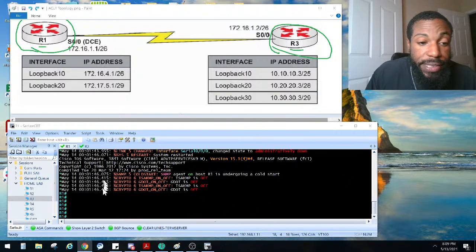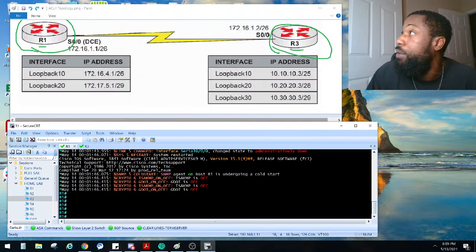Hot boy summer. All right, so I got router 1 powered up, router 3 powered up. I guess it's just going to be us tonight.